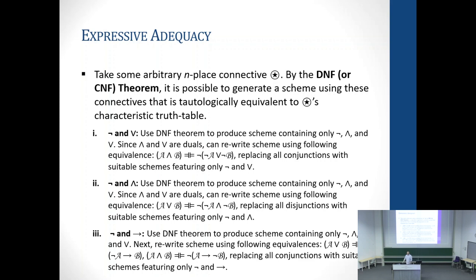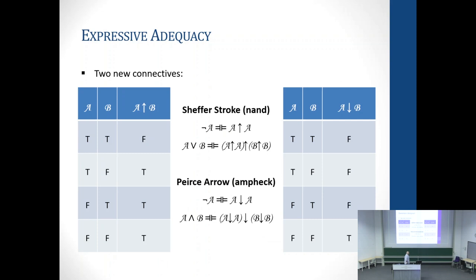Weirdly, there are two-place connectives that we could have used to characterize everything we want to do in TFL. So let me introduce you to 2 new connectives. You might have come across these depending on the kind of programming you've done already. First we have the Sheffer stroke. It's also sometimes expressed as NAND, that is, not and. And then Peirce's arrow, very unhelpfully sometimes called amp heck.